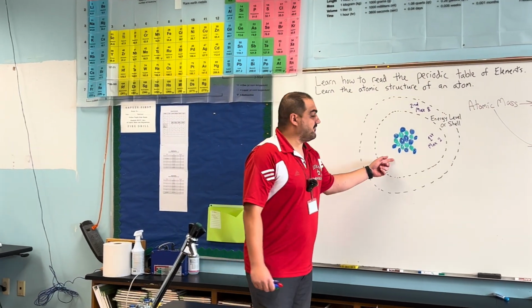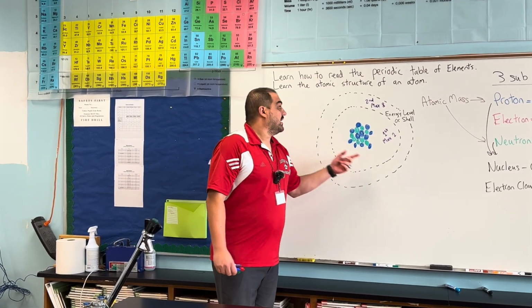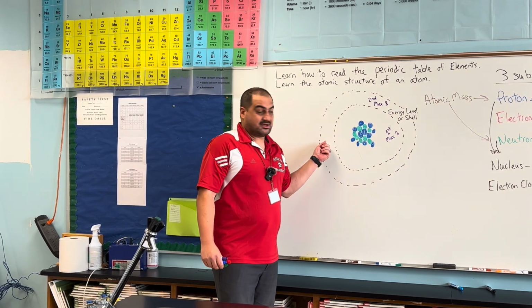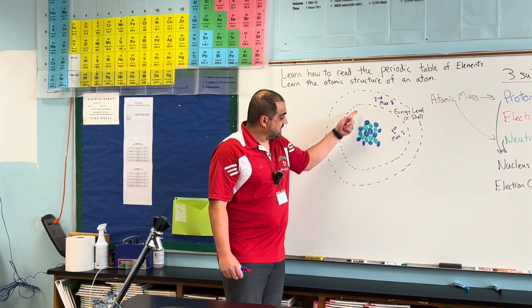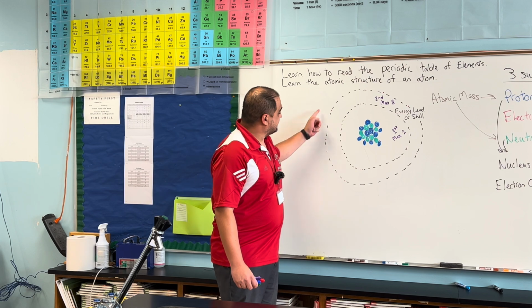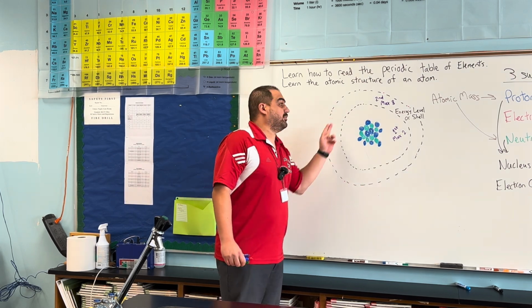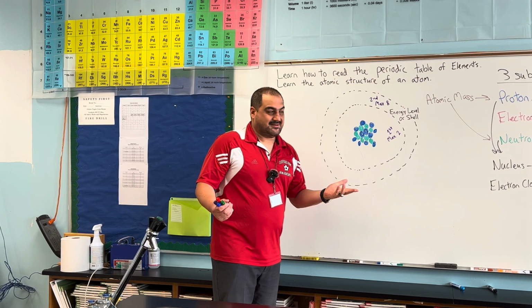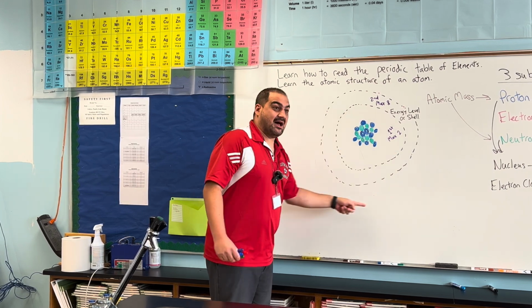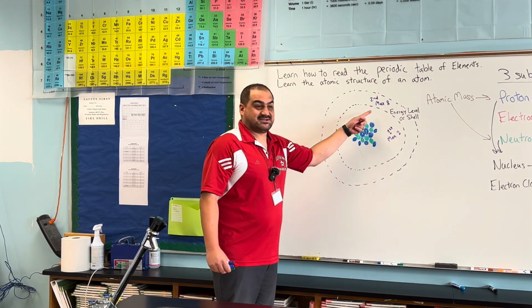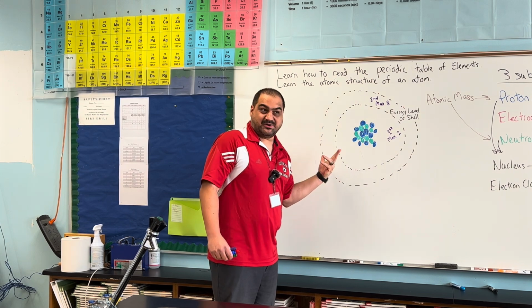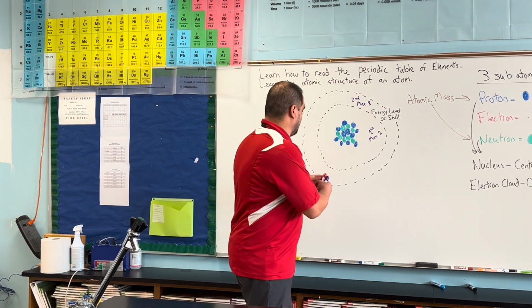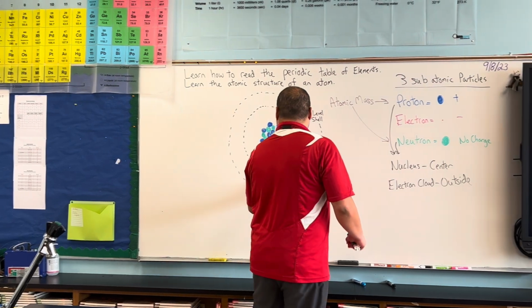So we got 11 protons. We understand why. Now we need 11 electrons. I got 2 on the inside. I got 6 on the outside. How many more can I put on the second energy level? If I have 6 on the outside right now, the max is 8. So how many more do I have to put? 2 more. Excellent. So I'm going to put 2 more dots.